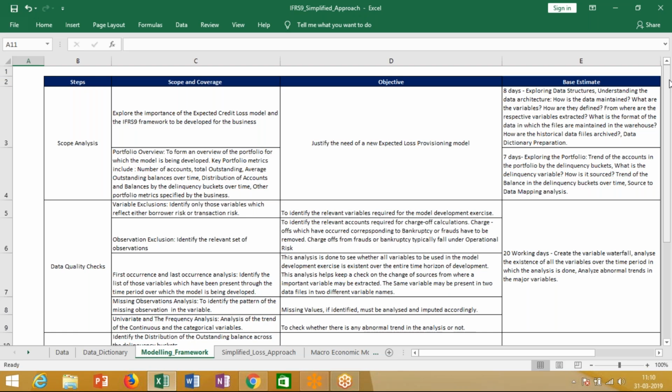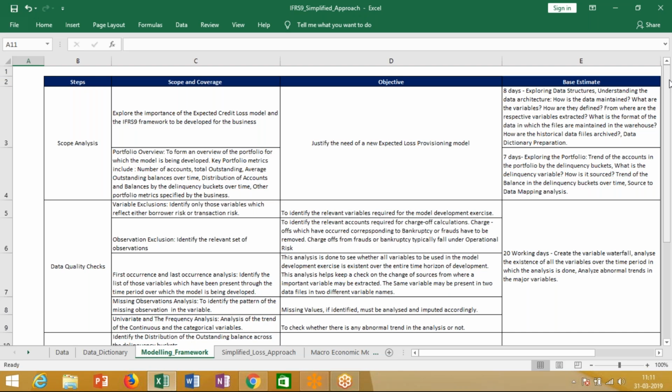So we explore the importance of the expected credit loss model and the IFRS 9 framework to be developed for the business. We start off with the overall picture of the portfolio. What I need to identify is why an alternate approach is required when we already have the observed next 12 months loss figure from the data. Why do we need to predict it using something else, or why do we need a lifetime loss approach to do this computation? What challenges are the present methods of estimation facing?